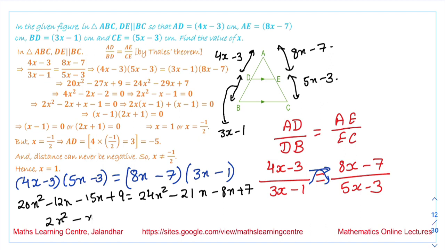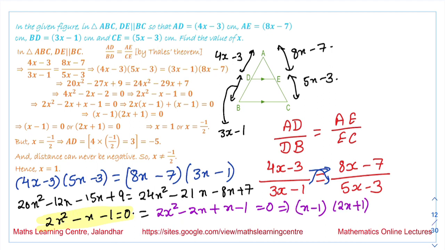This gives us 2x square minus x minus 1 is equal to 0, and this is a quadratic equation in x. To solve this quadratic equation, we split the middle term, and we get 2x square minus 2x plus x minus 1 is equal to 0. So this gives us x minus 1 into 2x plus 1 equal to 0. So we get x is equal to 1 or x is equal to minus 1 by 2. We have these two values now.